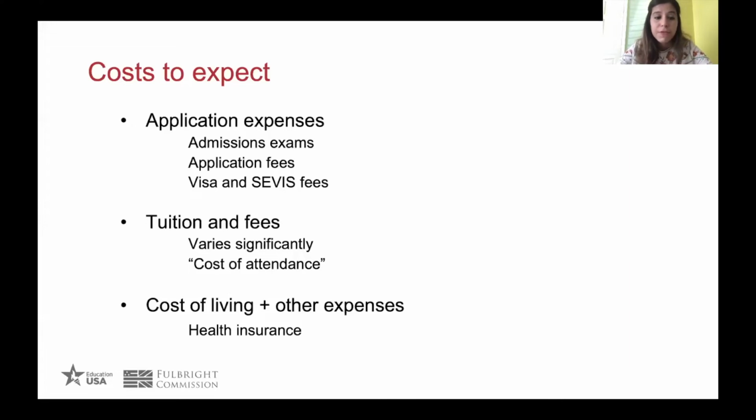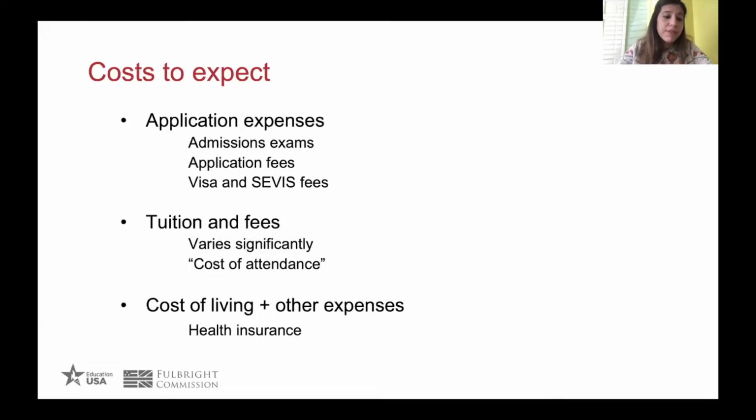Then there's tuition and fees. The cost for these will vary significantly, as every university can set their own fees and tuition costs. However, bear in mind that when universities refer to their cost of attendance, this doesn't just include tuition fees like here in the UK. It also includes things like accommodation, food, flights, books, etc.